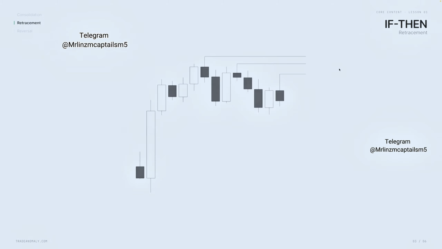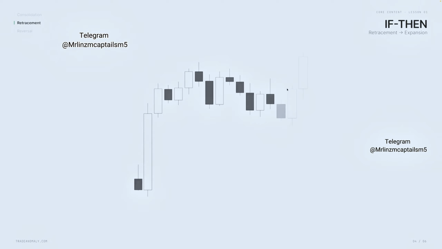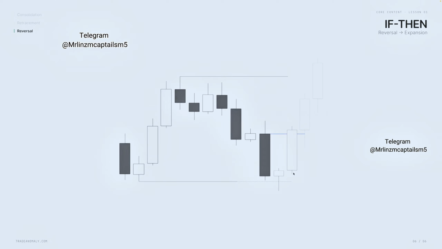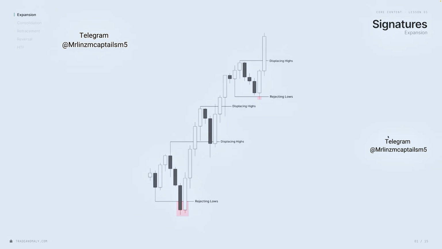So now let's go over the if-then statement for retracement. Like I said, every single phase of price starts with expansion. So as you can see, price expands, it retraces. What will happen next? It will expand. Now let's go over the if-then statement for reversal. If price trades into a relevant level, prints a reversal signature, what should follow? Expansion.